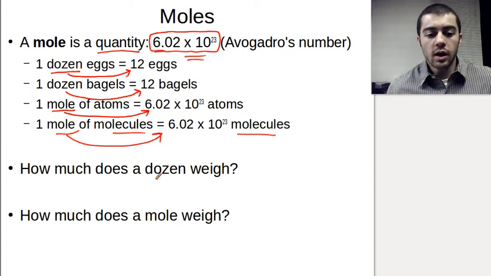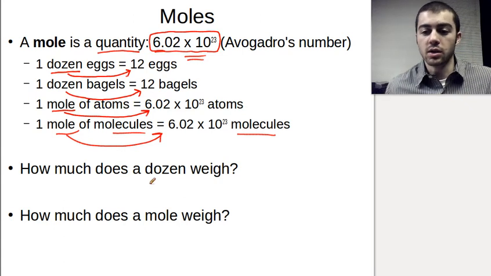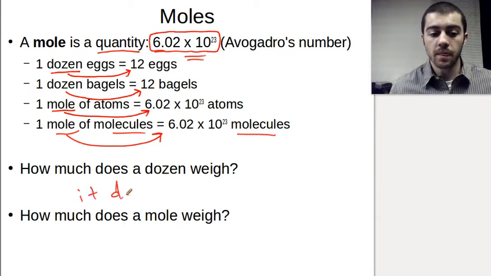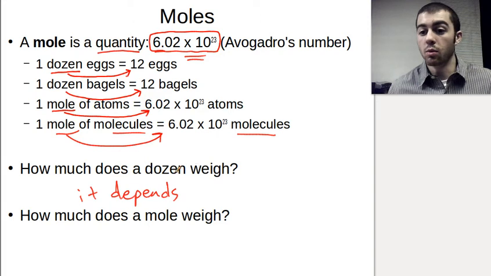So we can ask ourselves the question, how much does a dozen weigh? Well, you might think this really depends, because basically we don't know what we're talking about here. How much does a dozen weigh? Well, a dozen of what? A dozen eggs? A dozen bagels? Those are going to weigh different things. So we can't say a dozen has a certain weight. It really depends on what it is.